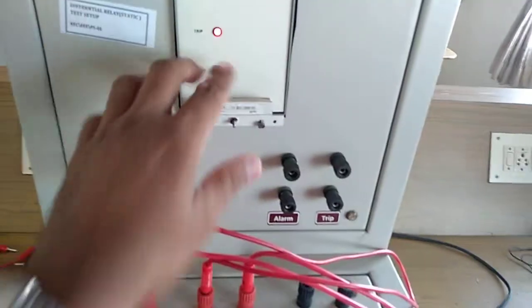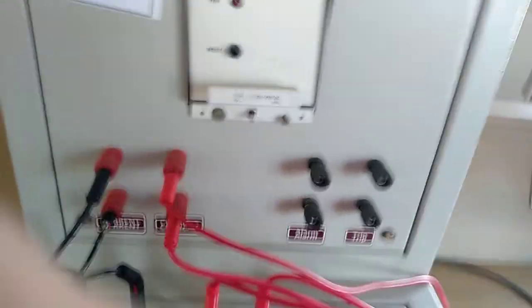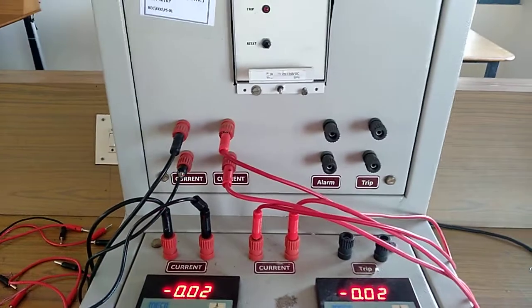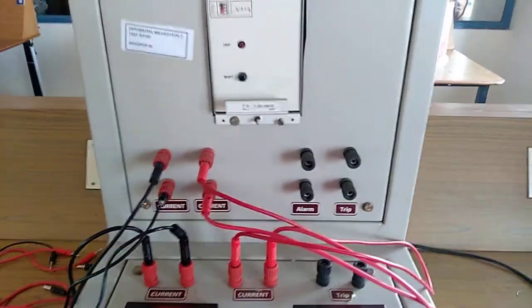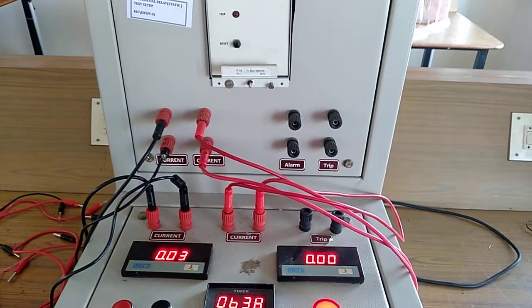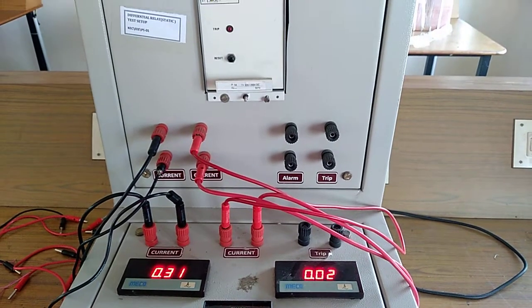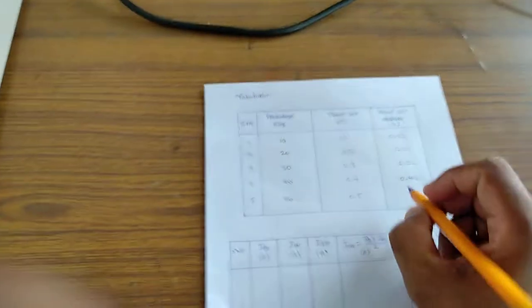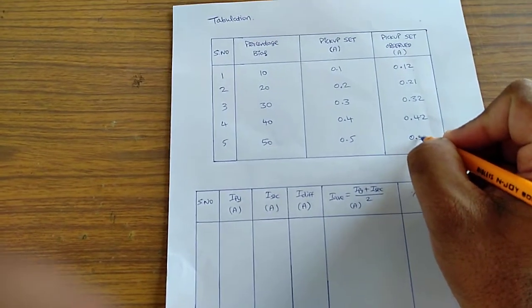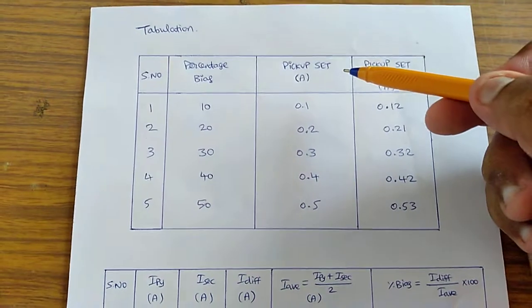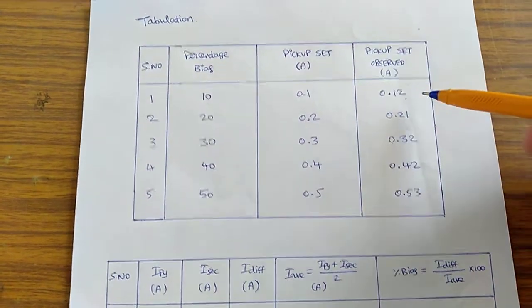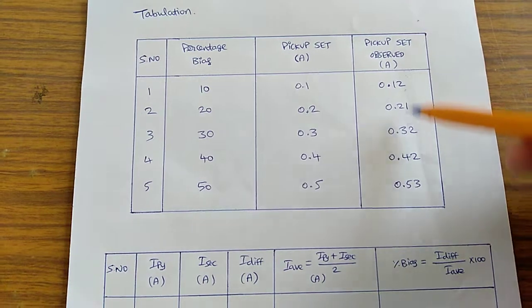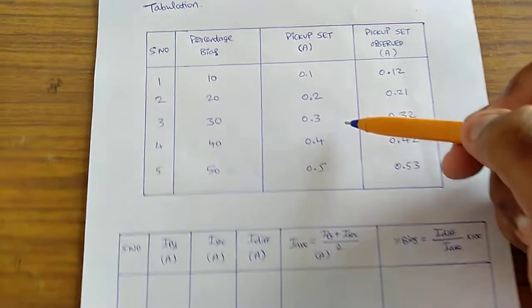Again stop, reducing to 0. I am changing it to 50%. Start, gradually increasing. Now the value will be 0.53. So this clearly shows that the pickup set current is 0.1, the observed value is 0.12. So this observed value will always be greater than the set value.